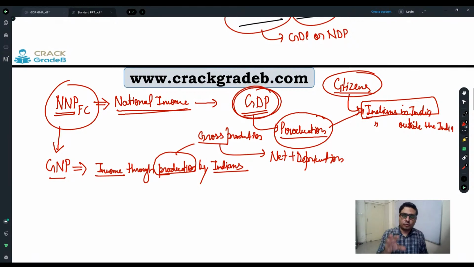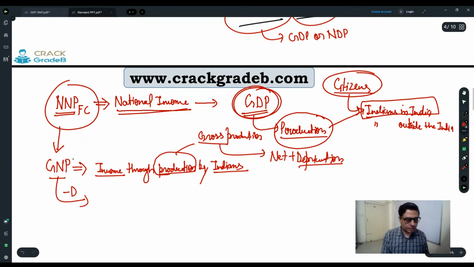So when we have to focus on the amount of GDP which is dedicated to production only, we must subtract the depreciation part. So we have removed depreciation, and what we got? We got NNP.